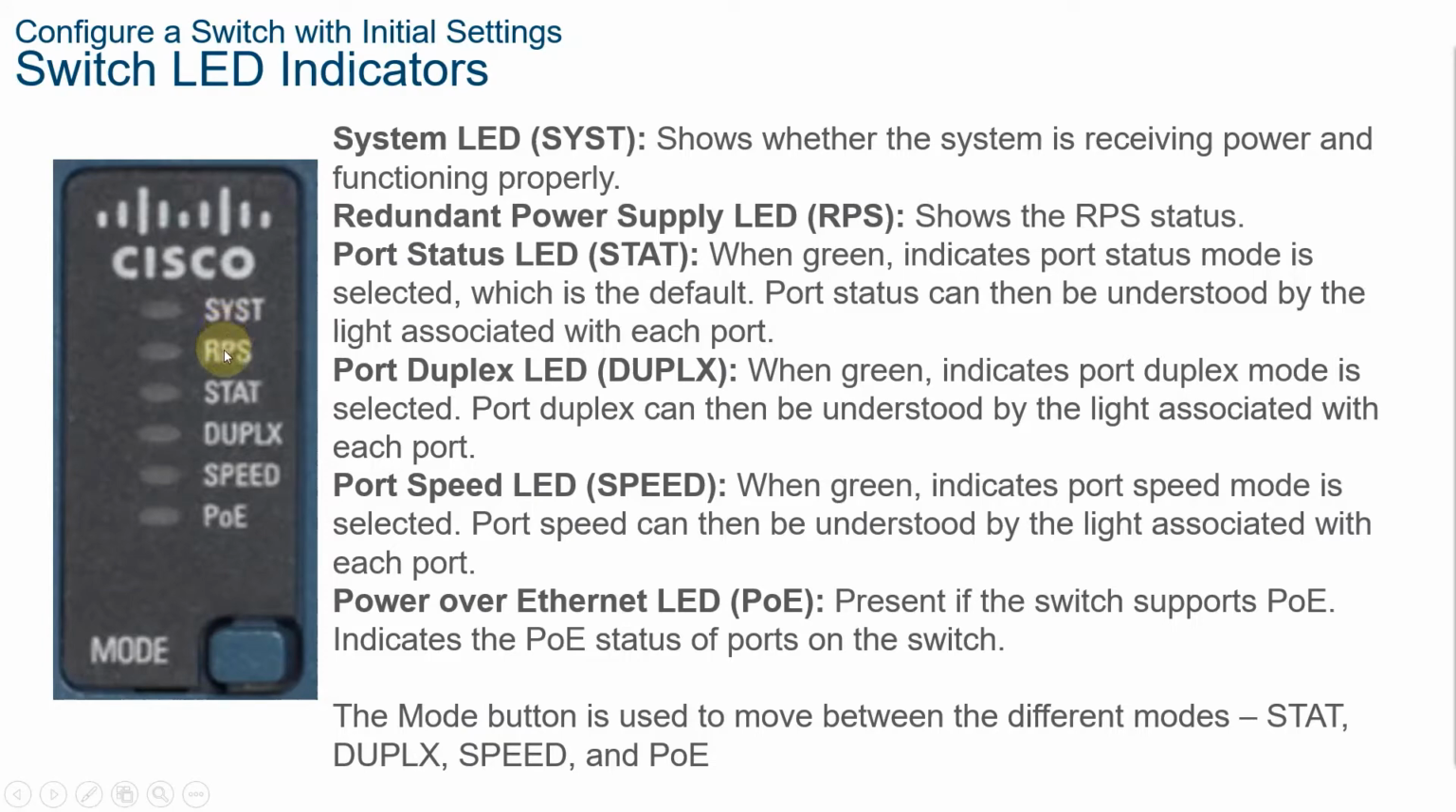The second indicator is the RPS LED, or the redundant power system LED. It shows the RPS status. If the LED is off, the RPS is off, or it is not properly connected. If the LED is green, the RPS is connected and ready to provide backup power. If the LED is blinking green, the RPS is connected but is unavailable because it is providing power to another device.